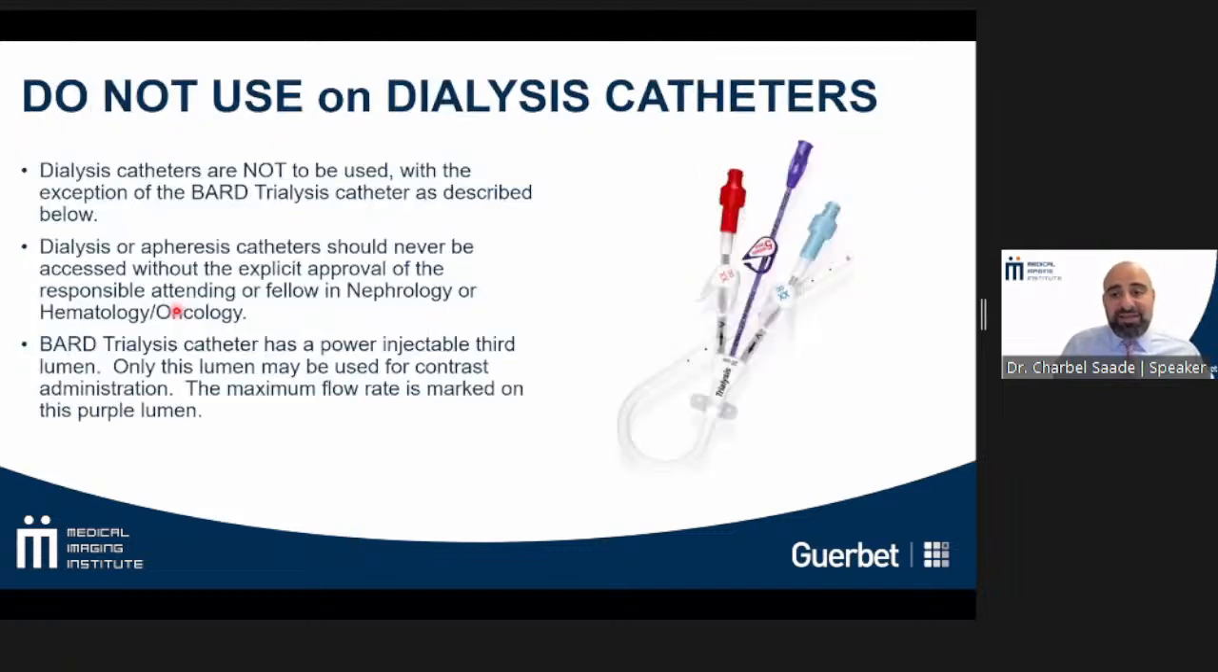Do not use dialysis catheters, with the exception of the Bard trialysis catheter as described below, because the Bard trialysis catheter has a power injectable third lumen, which is the power PICC right there, and only this lumen may be used for contrast administration, and the maximum flow rate is marked on the lumen. So here you can actually see 5 mL/s max. But generally worldwide, you don't need anything more than 4.5 mL a second. And you would have seen in our webinars last year in cardiac CTA, anything more than that, you start to affect the flow of contrast and the stroke volume coming out of the heart.